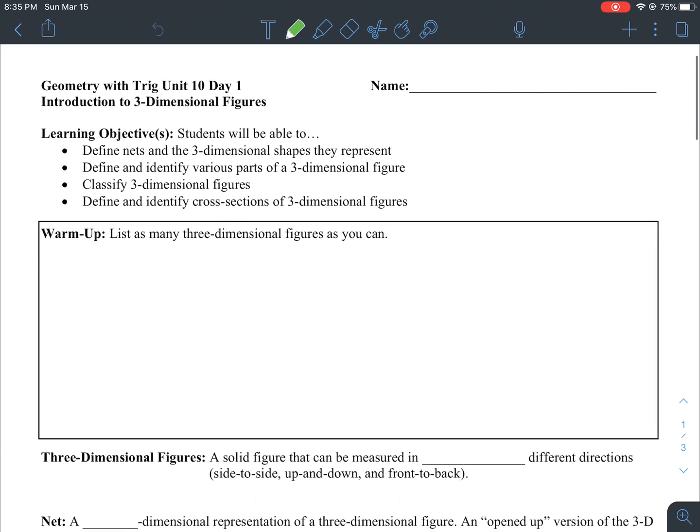So in the warm-up list here, what I want you to do is just take about 30 seconds here, and I want you to write down as many three-dimensional figures as you can. I'm going to ask that you pause the video, so then that way, once you're done with your list, you resume and see how you compare.